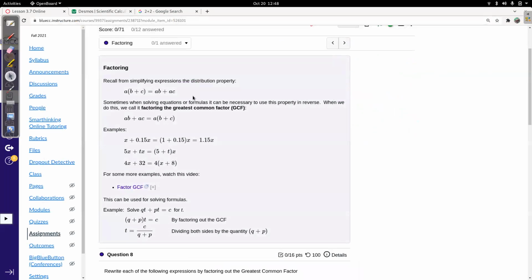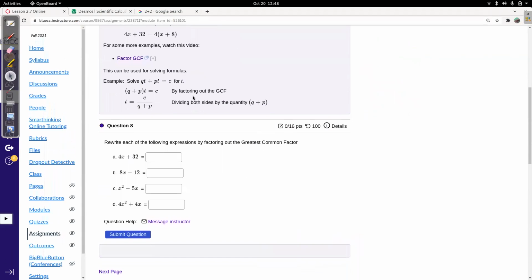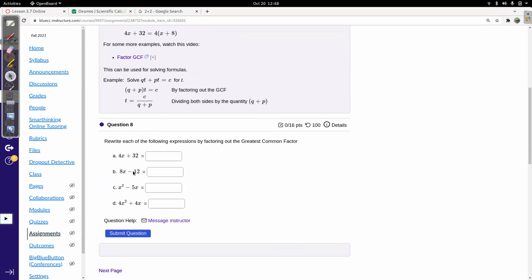Let's take a look at some of yours here. The first two are relatively straightforward, although sometimes it's not obvious what the greatest common factor is. Sometimes it is, depends on the day. If I had a good breakfast, did I sleep well? So let's look at a couple of these. I'm going to do B, and I'm going to do C, and I'm going to leave the other two to you. So B is 8x minus 12.